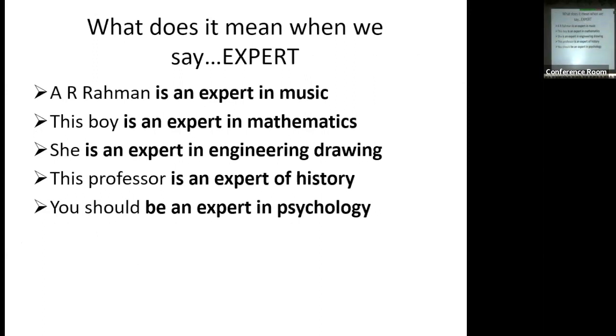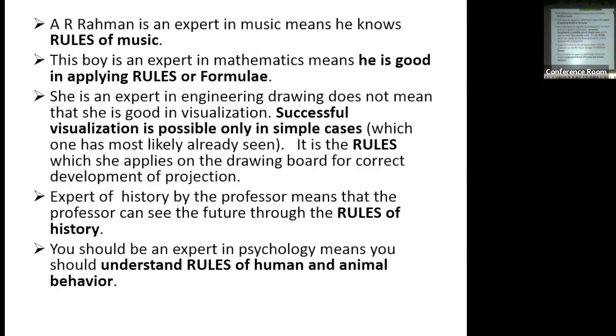So you see, in Prolog, what you are putting is facts and rules, and you are making an expert system. Now let us see these examples. When you say that A.R. Rahman is an expert in music, or the boy is an expert in mathematics, or the girl is an expert in engineering drawing, or the professor is an expert in history, or you should be an expert in psychology, what does it mean? It simply means that A.R. Rahman knows the rules of music. I do not know, I just simply enjoy music. Or the boy knows how to apply the rules or formulas of mathematics.